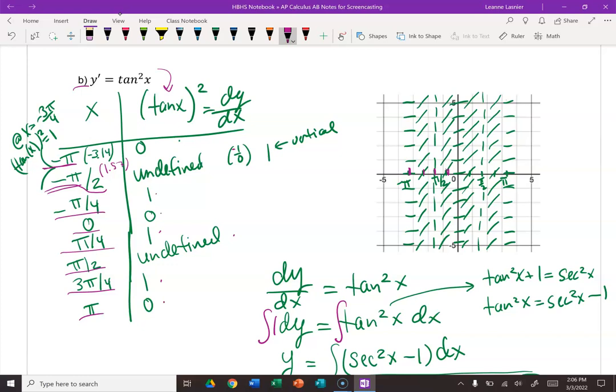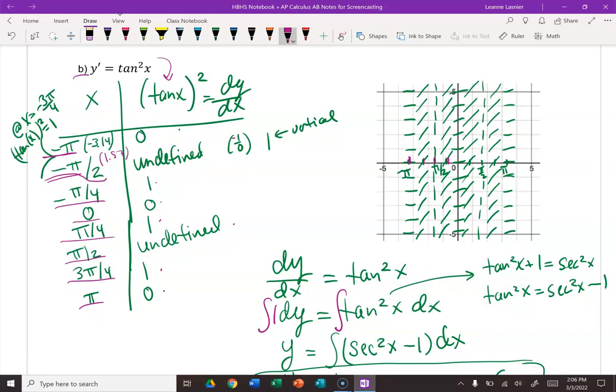So this is the slope field it kind of generated. Looks kind of strange. But we had a lot of 0 slopes, and then slopes of 1, and then vertical slopes, and then slopes of 1 again. And all the slopes were positive, right? Because I'm squaring this tangent, so my derivative values are always positive.